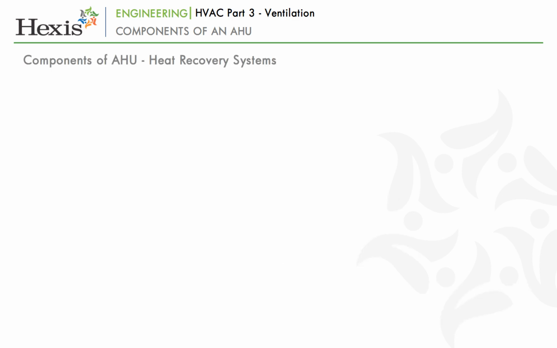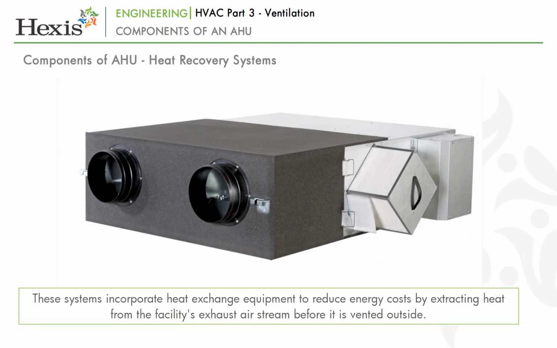In some AHUs, heat recovery systems may be used which typically incorporate heat exchange equipment to reduce energy costs by extracting heat from the facility's exhaust airstream before it is vented outside. These systems include cross-flow plate heat exchangers, heat wheel or rotating heat exchangers, run-around coils and heat pipes, etc.